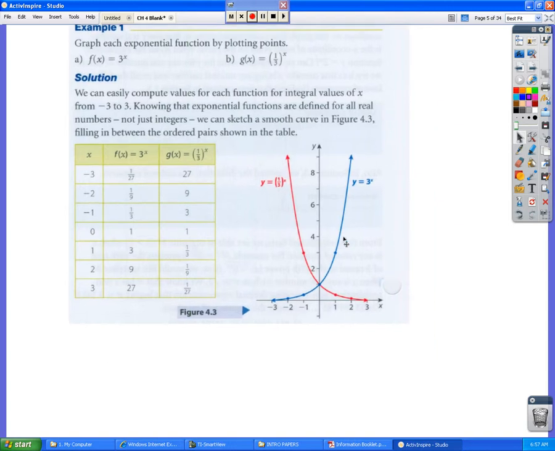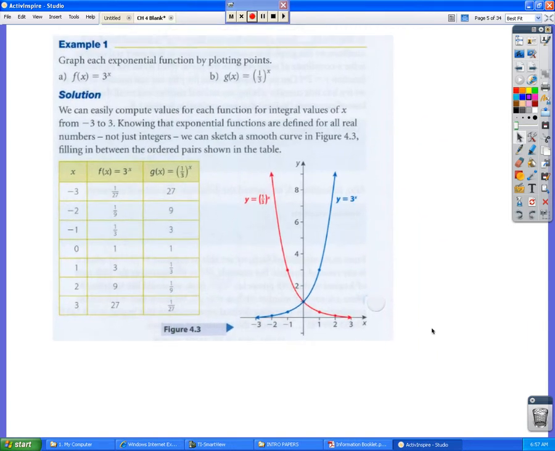I put this in just so you could see what 3 to the x and then (1/3) to the x look like. They are reflected about the y-axis, and the real reason why, just to make sure you know, is that this is the same thing as 3 to the negative x power, so the reflection happens across the y-axis.